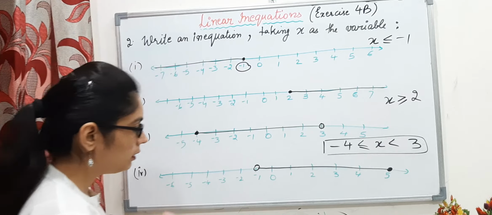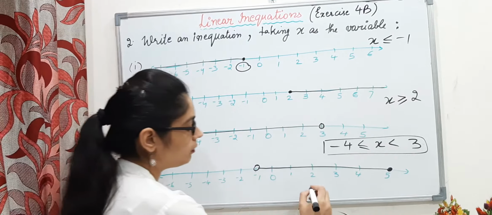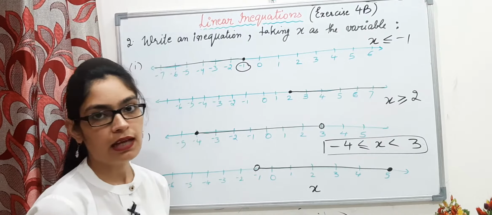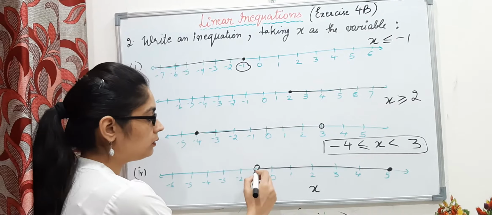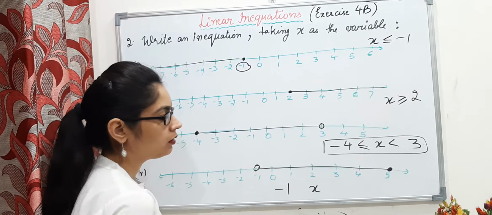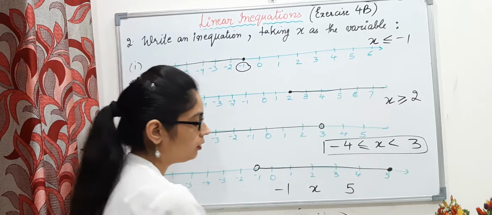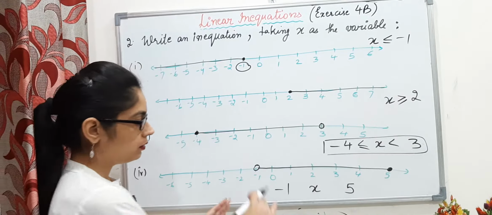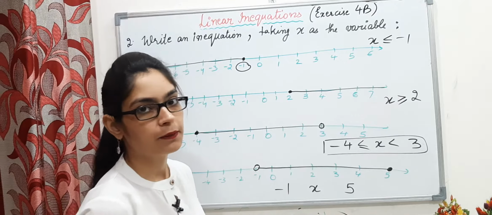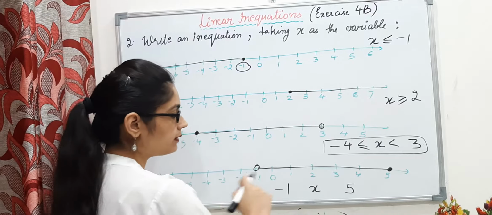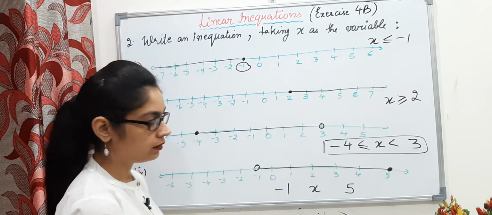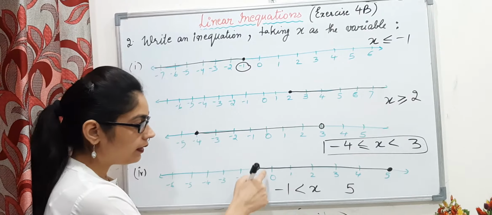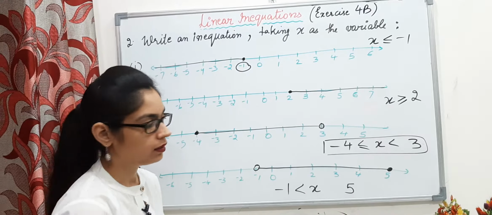Now last one will do. Same way, I will write the variable without signs. I will just write the numbers also. One number is -1, other number is 5. From -1, the line is towards which side? It is towards right side. So right side means greater than, only greater than because of this small circle.